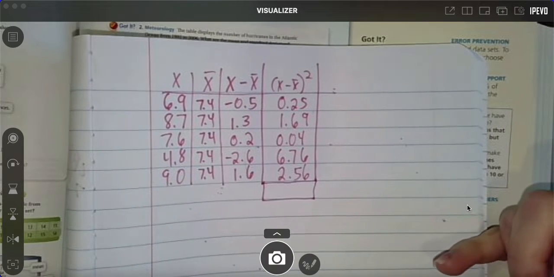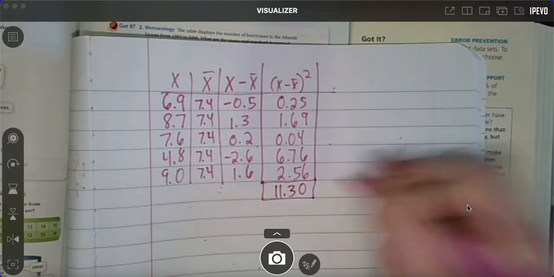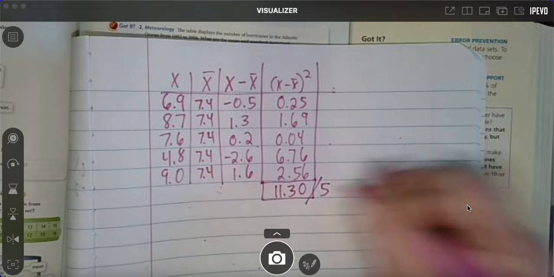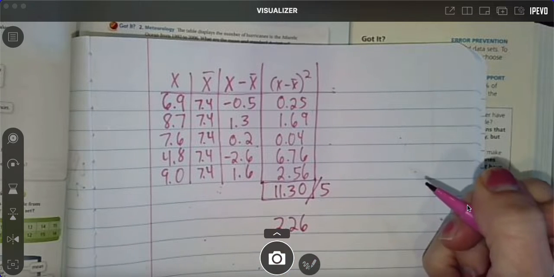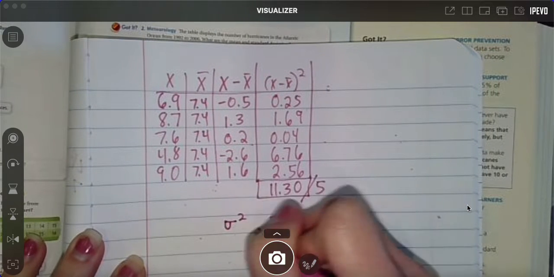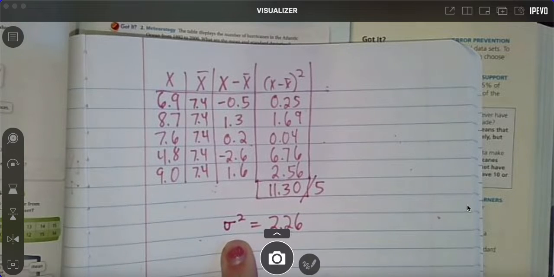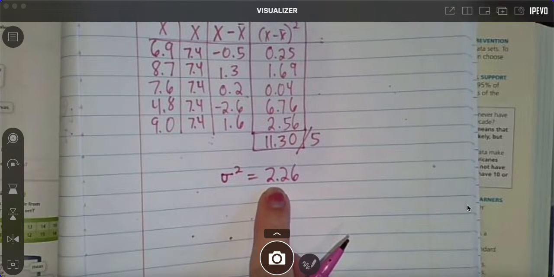So you need to know how to do it. You got 11.30, and then what did he do? He divided it by 5, and he got 2.26. Now, that is our variance. That's what this Greek letter means. So in a little while, when your calculator does this, it's going to give you your variance.